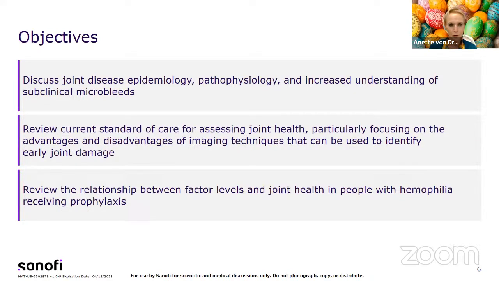Then let's review the current standard of care for assessing joint health, particularly focusing on the advantages and disadvantages of imaging techniques. Something that comes to mind here is, of course, musculoskeletal ultrasound and those techniques to be used to identify early joint damage. And then we review the relationship between factor levels and joint health in people with hemophilia on prophylaxis.